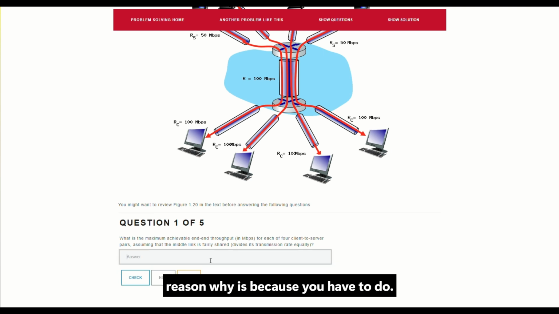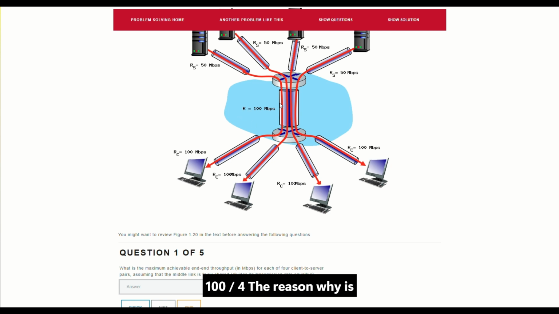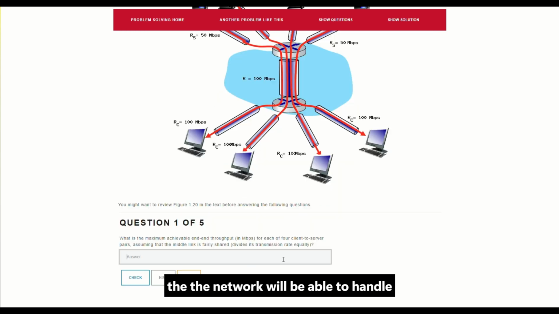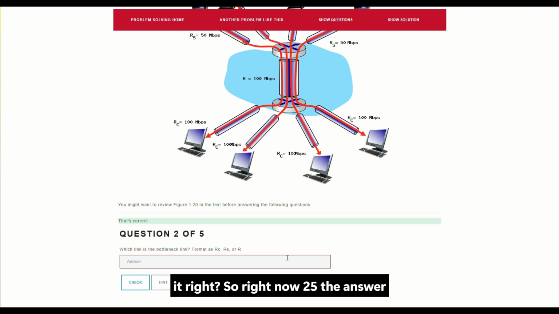The reason why is because you have to do 100 divided by 4. If you add all of these up, it's 200 megabits per second of data being sent through R, which is only 100 megabits per second, right? So 200 is quite clearly bigger than 100, right? So for this question, you have to do 100 divided by 4, which is 25, which means if you take 25 from each of these, the network will be able to handle it, right? So if I write down 25, the answer is correct.